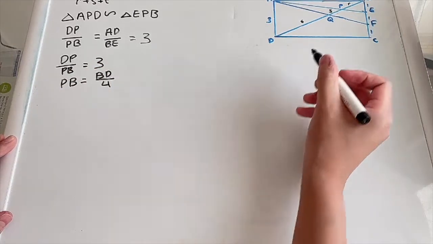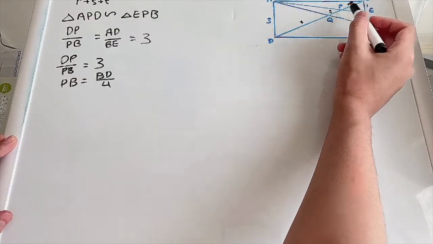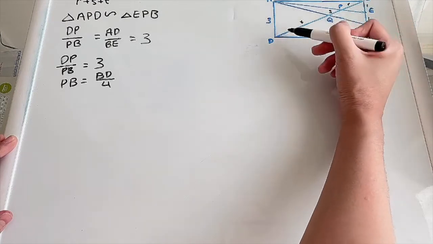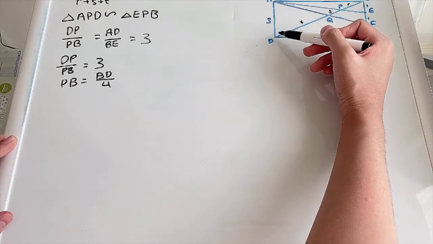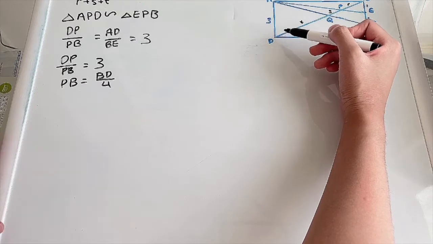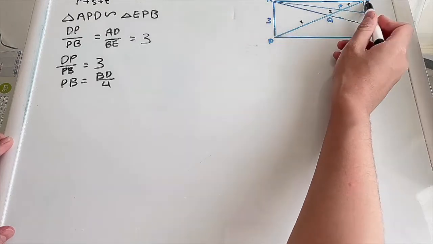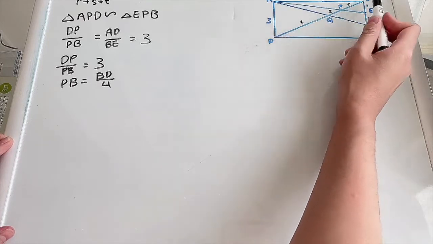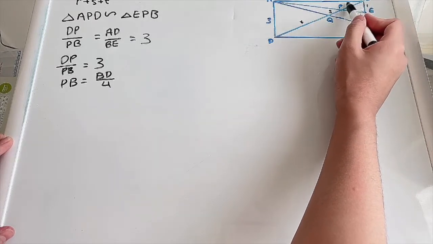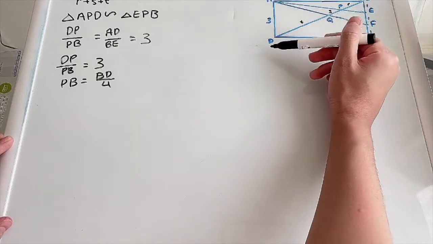How do we get that? Well, because we know DP to PB is 3, then that means this to this would be 3 to 1. So the whole length, if we were to write this in terms of segments, would be 4. And since DP to PB is 3 to 1, then PB to BD will be 1 to 4. So BD over 4 is equal to PB, or we could say BP is 1/4 of BD.